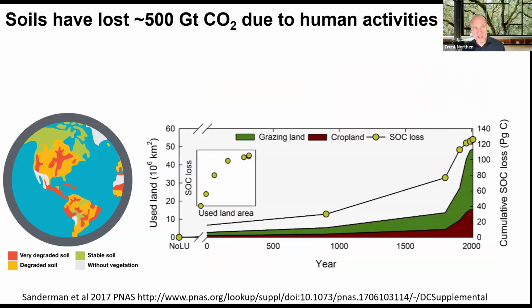Soils have lost about 500 gigatons of CO2 because of the way we manage soil. The typical way of farming is to drain a wetland that has a lot of dark, rich soil, and then farm it over and over and over again, or to cut down a forest and burn it, and then farm it until there's not much soil and not much carbon left.